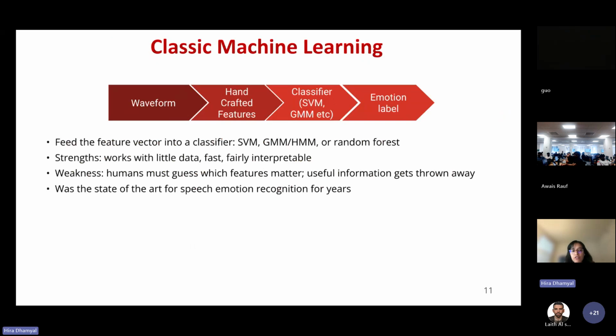Once you have the features, in traditional machine learning you feed them into models like support vector machines or Gaussian mixture models and predict a label. So for example, in emotion, our labels will be: is the person happy, is the person sad, is the person angry, and so on and so forth. This is pretty simple and worked until deep neural models came into the picture.